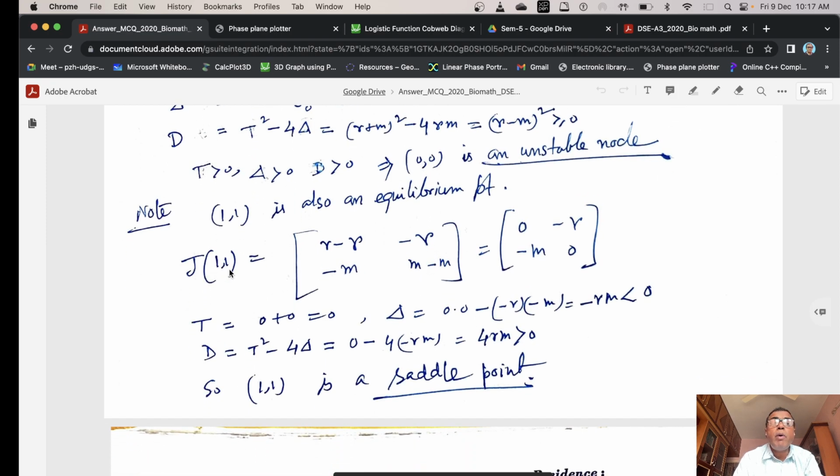And for the other equilibrium, the non-trivial equilibrium (1,1), the value of J at the point (1,1) is given by this 2 by 2 matrix: 0, minus r, minus m, and 0. So the trace T is equal to 0, and the determinant of J at the point (1,1) equals minus rm. This is obviously negative, and the discriminant is 4rm, obviously greater than 0. So (1,1) is a saddle point.